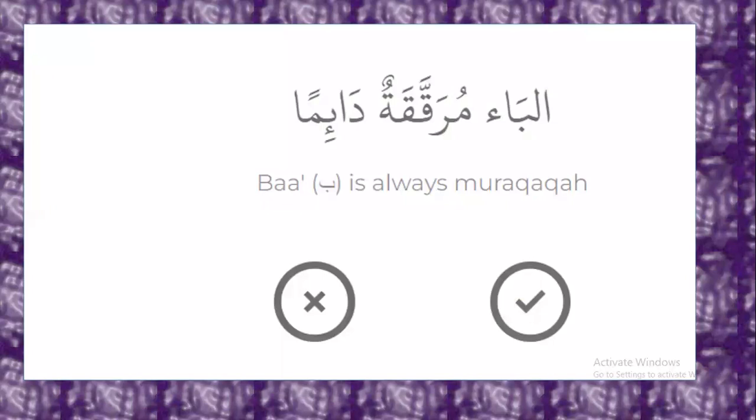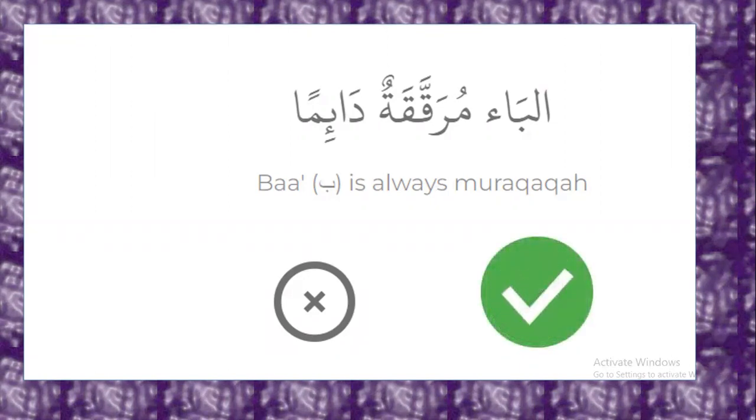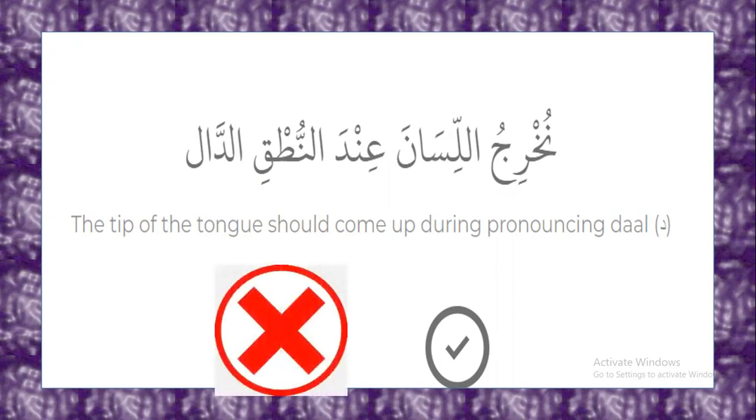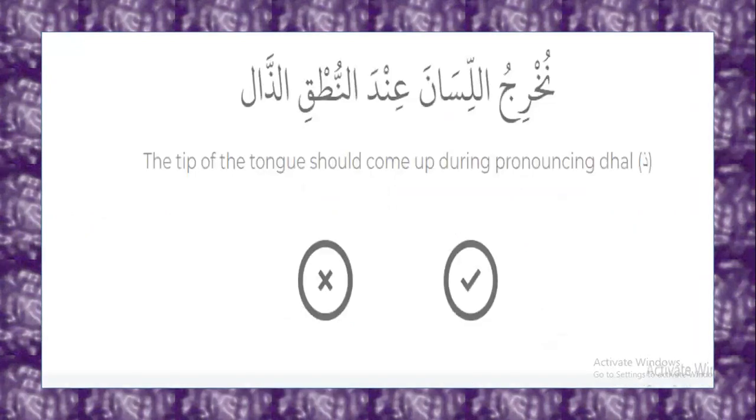Number one, ba is always murakkaka. Right or wrong? Right. Yes. Okay. The tip of the tongue should come up during pronouncing dal. Right or wrong? No, wrong. The tip of the tongue should come up during pronouncing dal. Right or wrong? Yes, right.